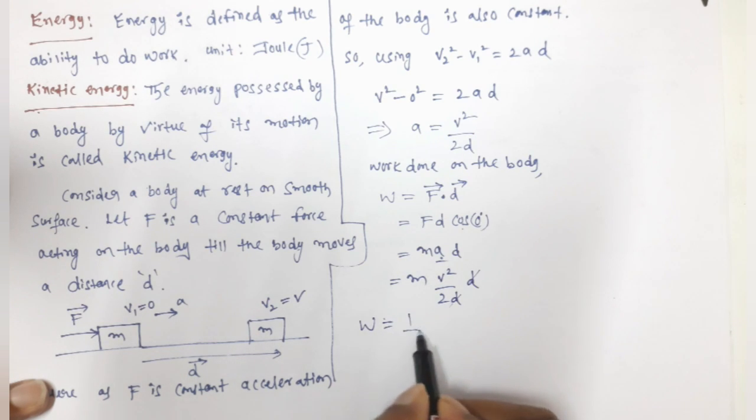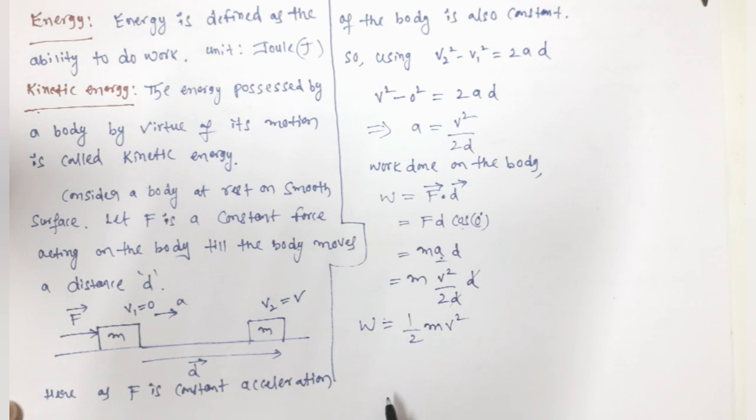Work done on the body is equal to how much, guys? Half m v square. Here m belongs to the mass of the body. V belongs to the body only. But v is nothing but motion, right? V means velocity, and velocity means the body is in motion. As work has unit joules, the unit of this whole term is also joules. That means this term represents energy.